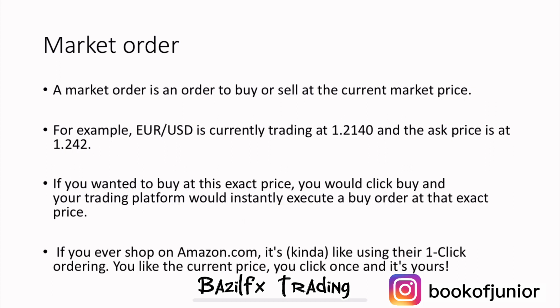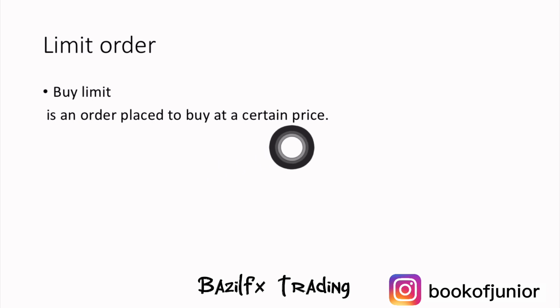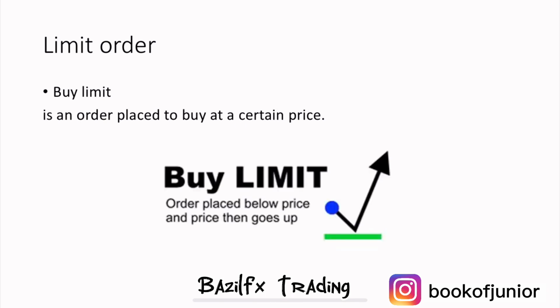Then from there we have the limit order. A buy limit is an order placed to buy at a certain price. These limit orders are future executions, or future orders. So let's say you want price to come to a certain level, and when it reaches that level you want to buy.